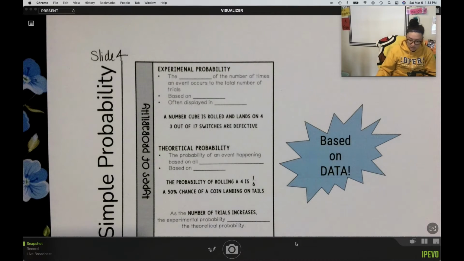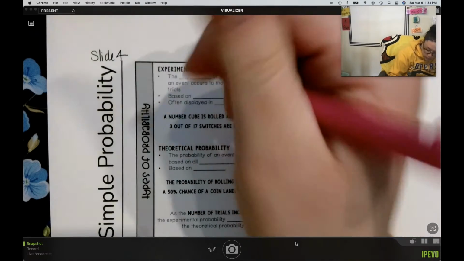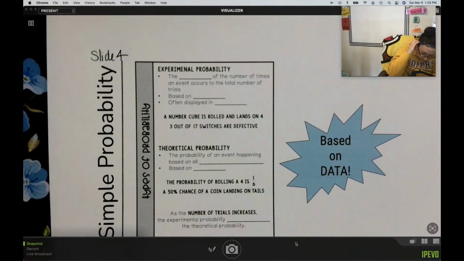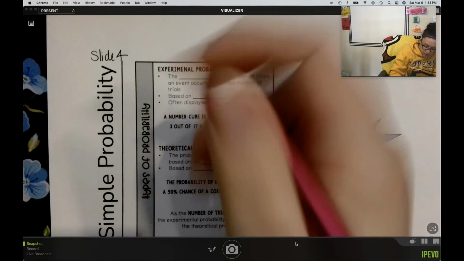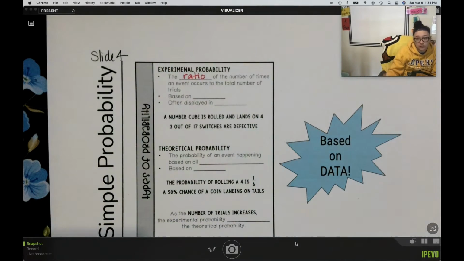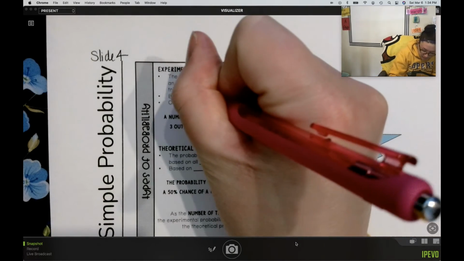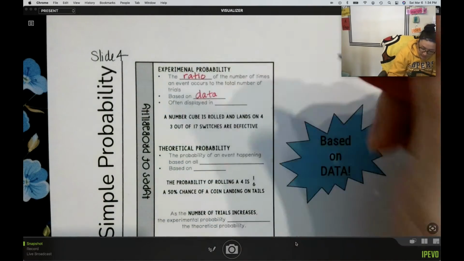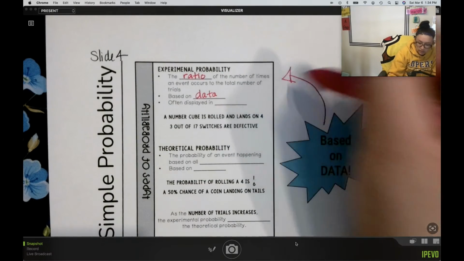Experimental probability is the total number of times an event occurs to the total number of trials. This is going to be a ratio, usually written in fraction form like we saw before. It is based on data. I wrote that again over here because it's so important.